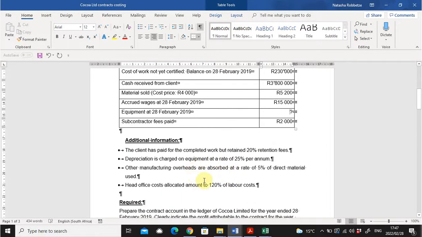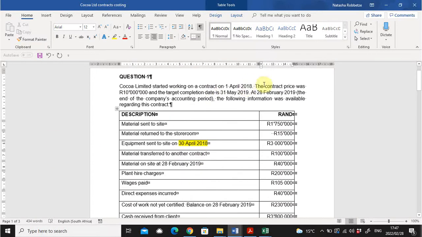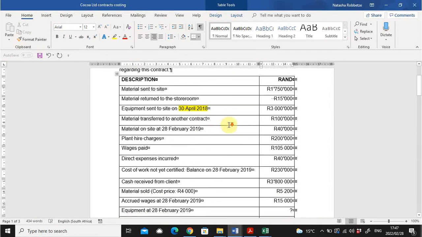In the additional information, it says the client has paid for the completed work but retained 20% as a retention fee. The depreciation is charged at a rate of 25% per year. Manufacturing overheads are absorbed at a rate of 5% of materials used, and the head office costs is 120% of labor costs. And then in the required part, they ask you to do the T account for this contract that was given here.